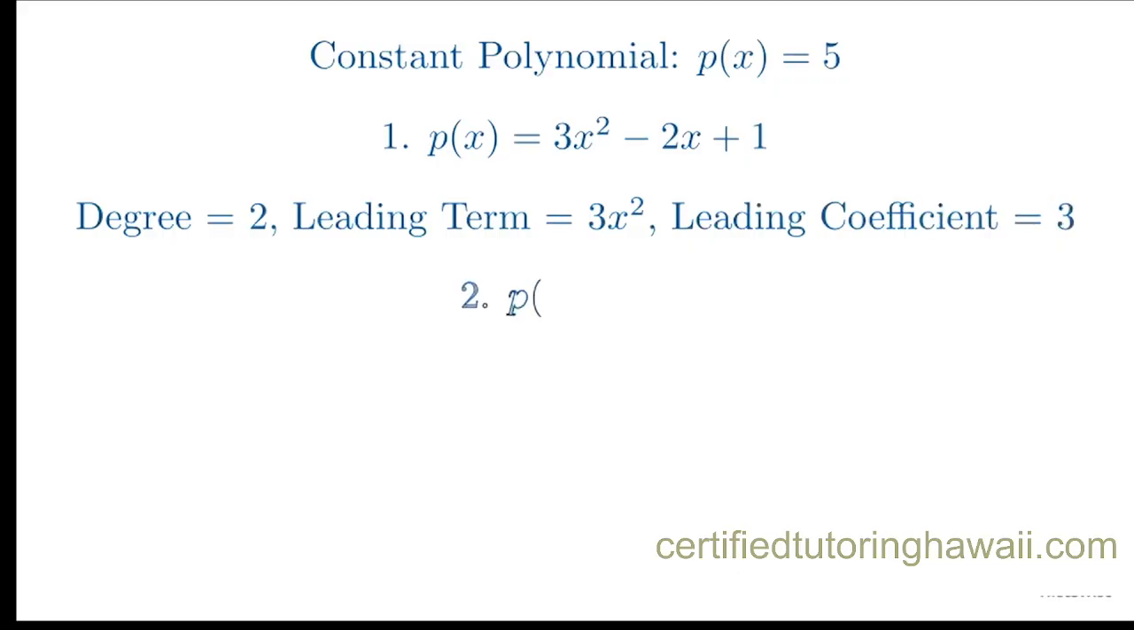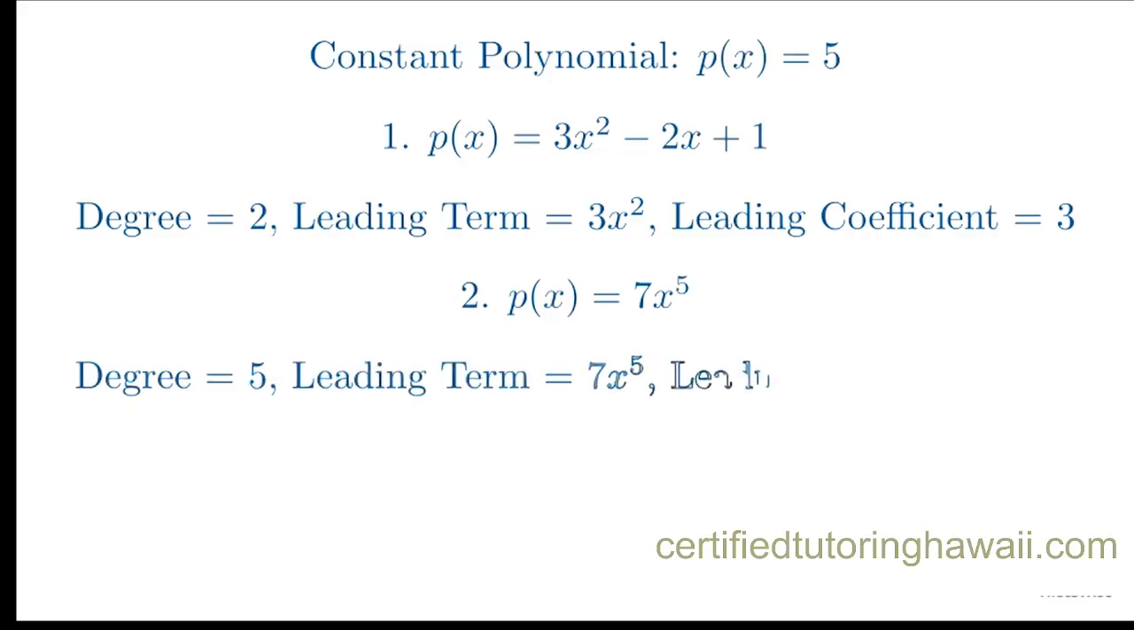Next, let's consider p of x equals 7x to the 5th power. In this case, the highest exponent is 5. Therefore, the degree is 5. The leading term is 7x to the 5th, and the leading coefficient is 7. The highest power is 5, so the degree is 5. The leading term is the entire expression, and the leading coefficient is 7.